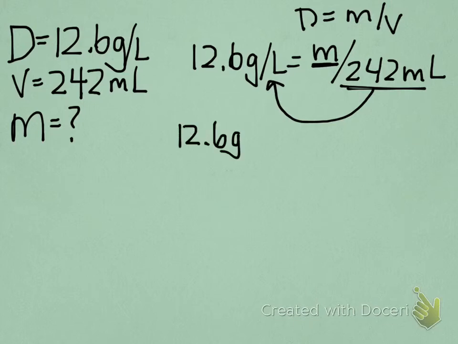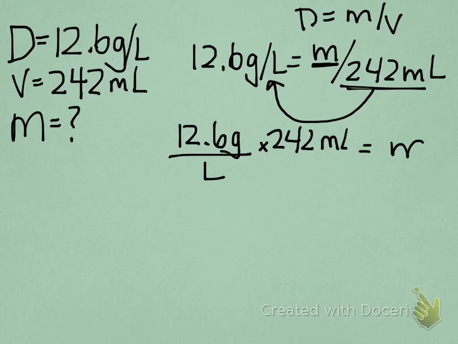12.6 grams, I'm going to write it like this so you can see it, per liter, and we're going to multiply that by 242 milliliters, and that's going to equal our mass. So remember what we did before. We made sure that our units canceled. But look at our units here. We have milliliters and we have liters. These are not the same. Yes, they are both volume units, but they are not the same. Therefore, they do not cancel.